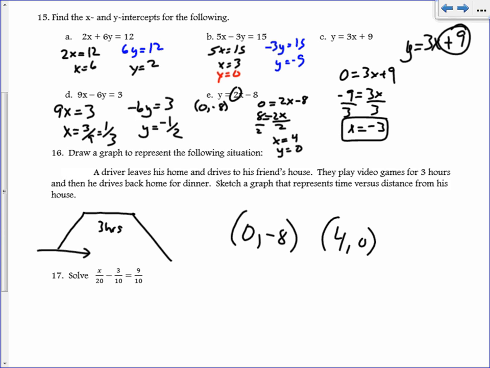Solve x over 20 minus 3 over 10. Looks like I got fractions. I don't like fractions. Multiply by the common denominator, which is 20. So x minus 10 goes into 20 two times. 2 times 3 is 6. 10 goes into 20 two times. 2 times 9 is 18. So x is 24. Any problem?